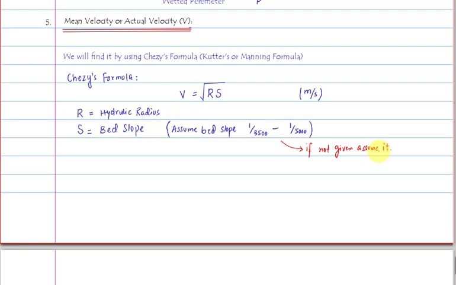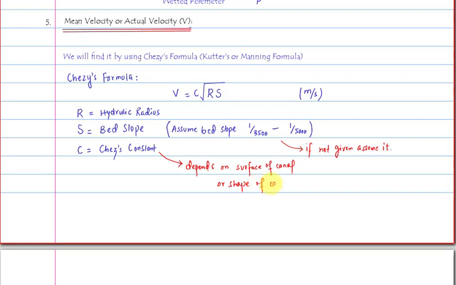And the other formula we got is, one thing we missed here, there is a C. Let me write it here. V is equal to C under root RS. What is C? C is known as Chezy's constant. And the value of Chezy's constant depends upon the surface of canal or shape of canal.